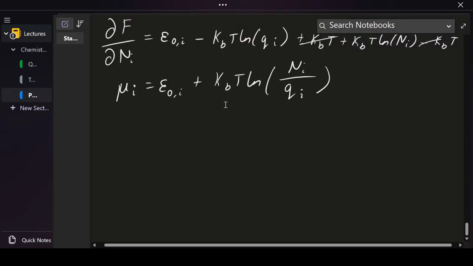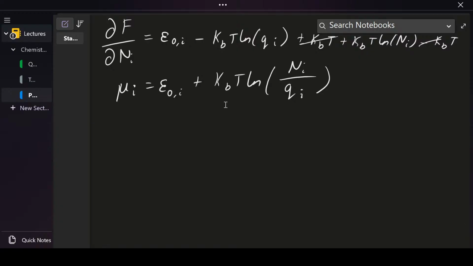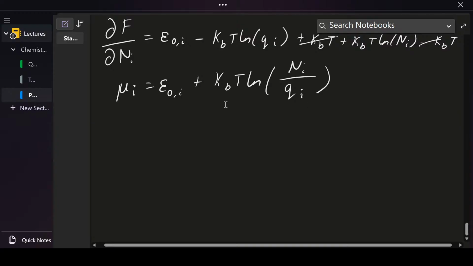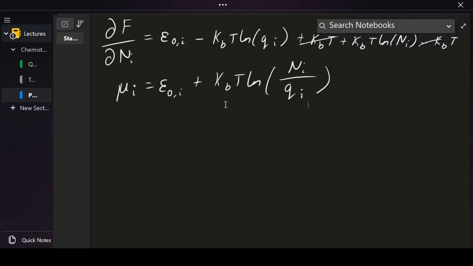Now, recalling that if we change our conditions to be working at constant temperature and constant pressure, those are the conditions in which the change of the Gibbs free energy will just yield the sum of the changes in our potentials, right? We have dG is equal to the sum of mu_i dn_i.